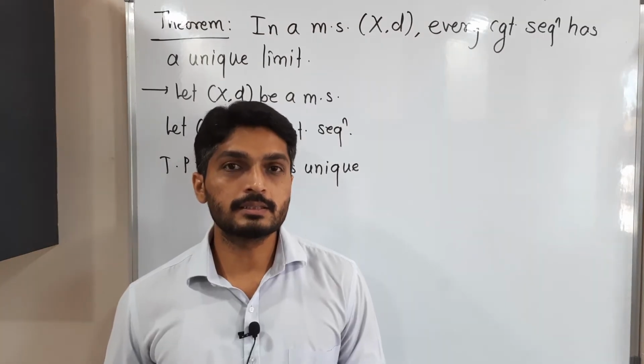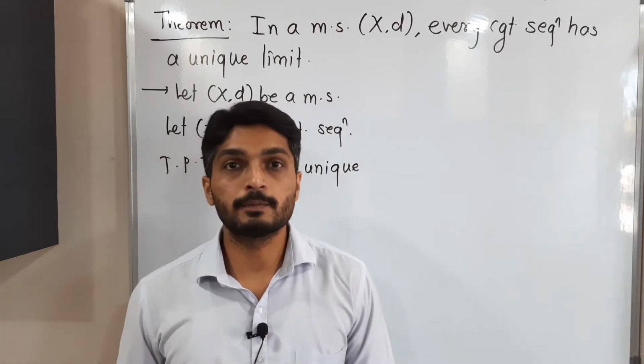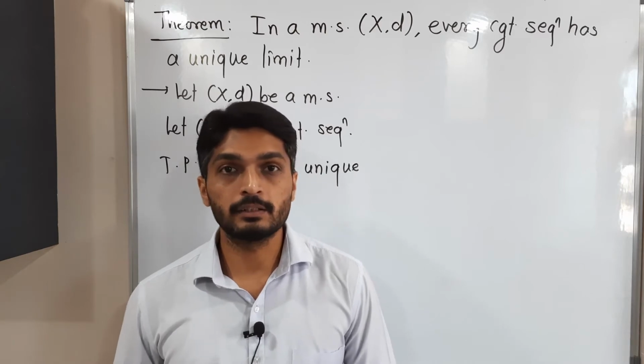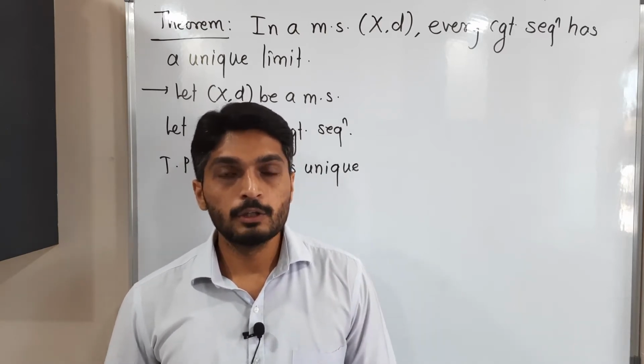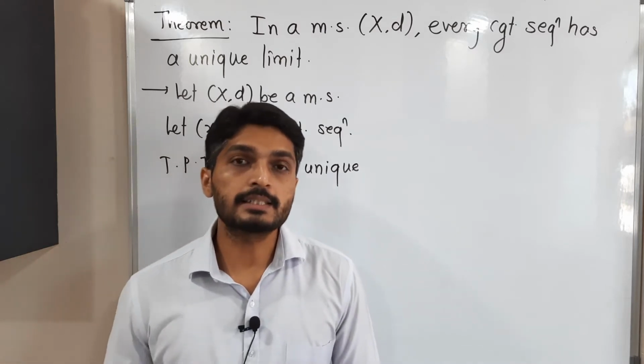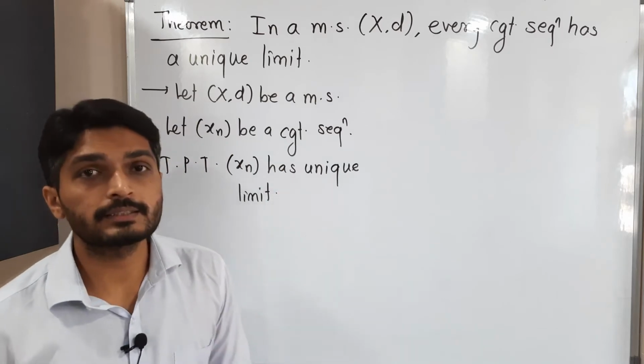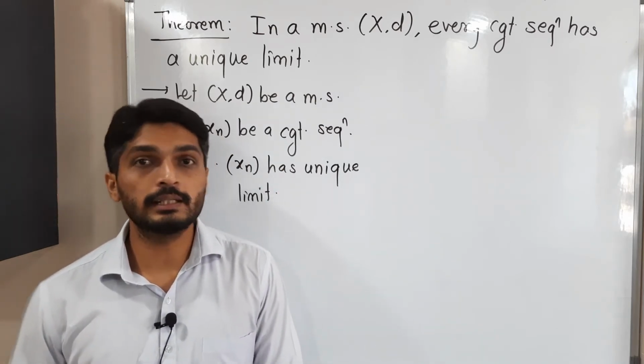Let us discuss this result. This result says that if we have any convergent sequence, then it has a unique limit. That means only one limit. So let us prove it. Let (X, d) be a metric space and Xn be any convergent sequence, and our target is to prove that the sequence Xn has a unique limit.